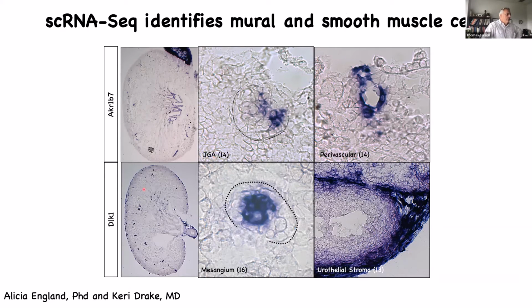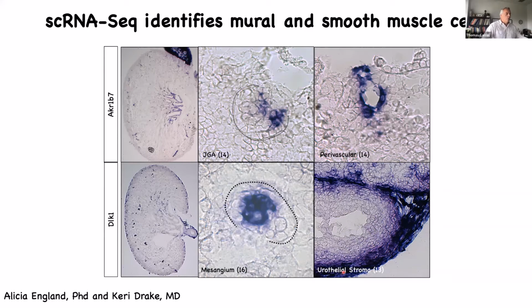This is in situ hybridization with 2 different genes, AKR1B7 and DLK1, that came out as being enriched in some of our clusters. And you can see that AKR1B7 is actually expressed, I have outlined here the glomerulus, and you can see that AKR1B7 is expressed in the extraglomerular mesangial cells, and it's also expressed in the vascular smooth muscle. Whereas DLK1 is expressed specifically in the mesangial cells of the glomerulus, so not the extraglomerular, but the glomerular mesangial cells, and then also in the smooth muscles surrounding the urothelium.